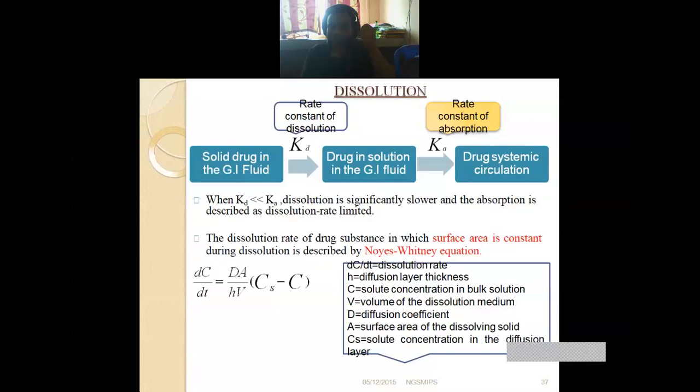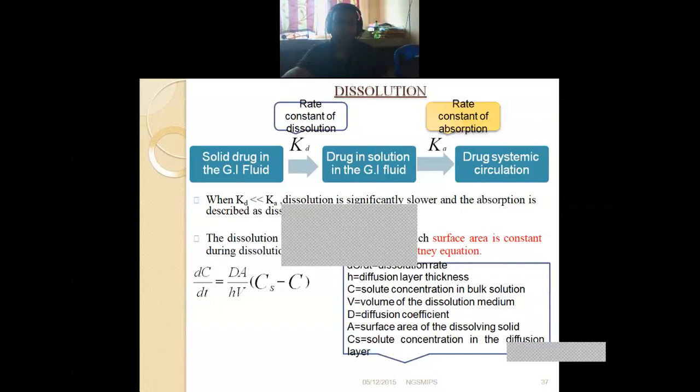D is the diffusion coefficient, A is the surface area of the dissolving solid, and Cs is the solute concentration of the diffusion. So this is the formula, and by this formula we can calculate the dissolution rate.